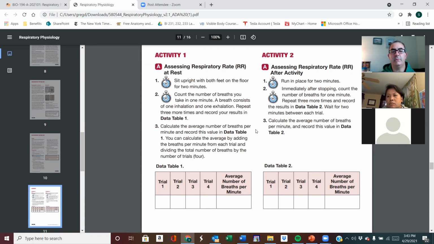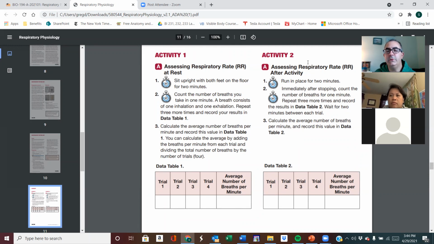Calculate the average number of breaths per minute and record the value in the table. So do that 4 times. Count how many breaths you get in a minute and then just take the average, right? So that's not bad. You sit with a stopwatch, you count how many breaths are going in. Again, remember that 1 breath is in and out, right? So you shouldn't have something like 30 breaths per minute. That's way too many.